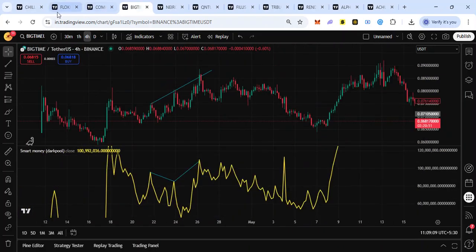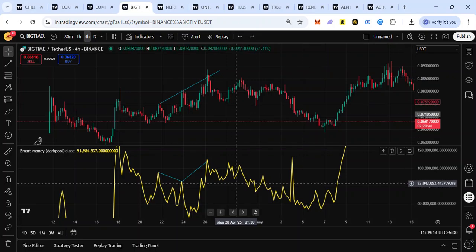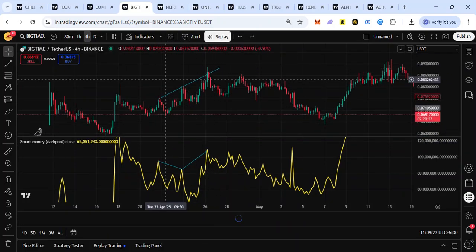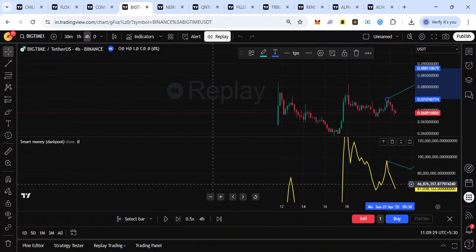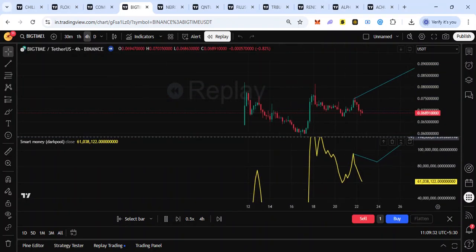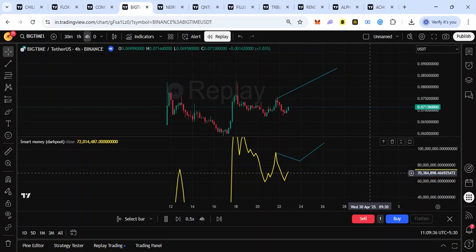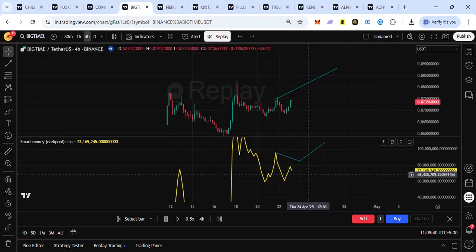And then we can see another one, big time USDT. First of all, I want to show you that this is not any repaint tool or any kind of deceptive tool, like what you see in most of the videos. Let me show you in the replay. You can clearly see I've replayed it, and this is not repainting or anything.